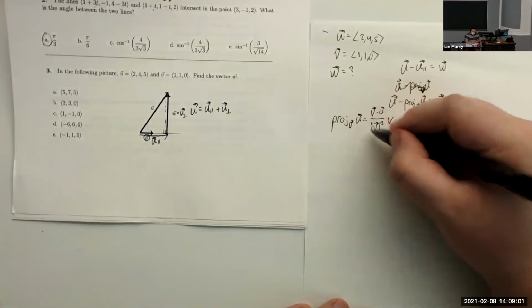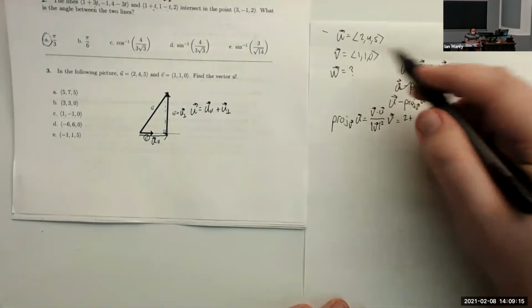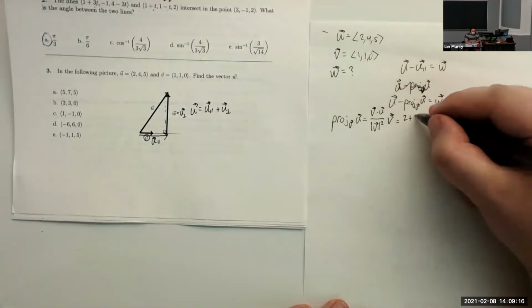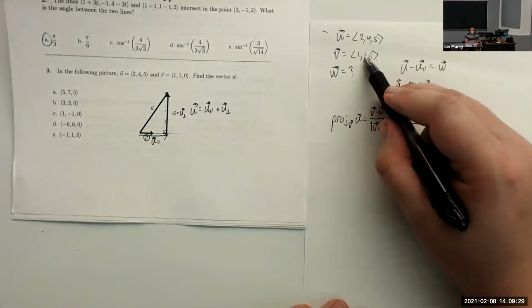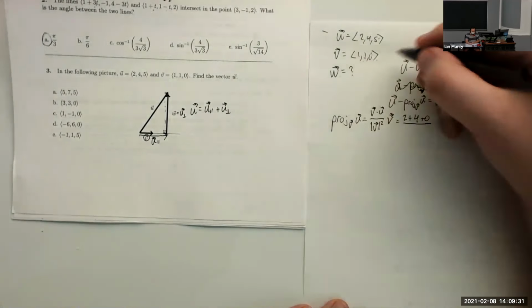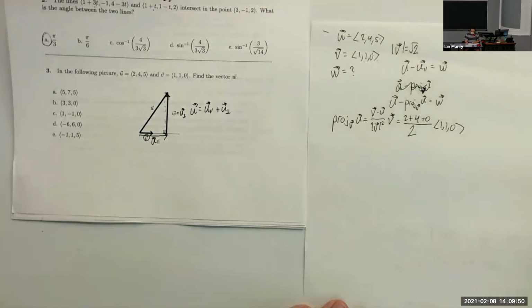All right, let's see what's going on here. Let's do u dot v first. That's 2 times 1 is 2, and then 4 times 1 is 4, and then 5 times 0 is, well, 0. That's our u dot v. Now the magnitude of v: 1 squared plus 1 squared is 2, but then that's all under a square root, so the magnitude of v is root 2. But remember, we're squaring this, so we're going to get 2. And finally, our v is just what it originally was, 1, 1, 0.